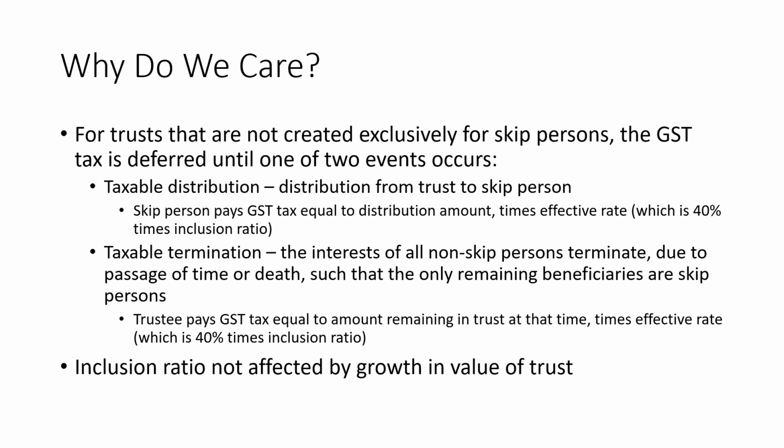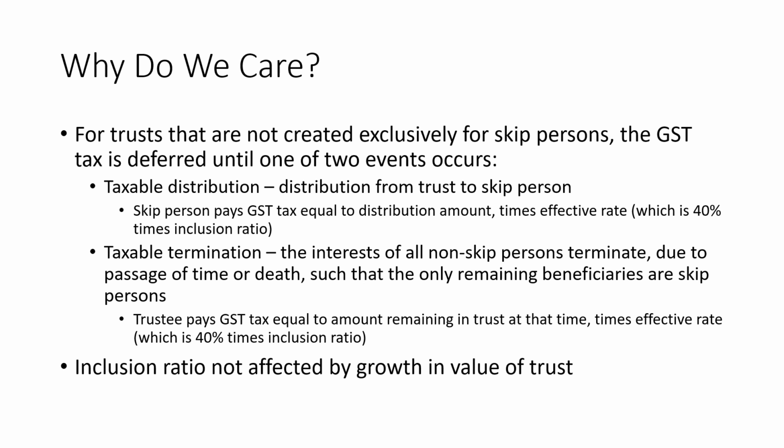Well, for trusts that are irrevocable and not created exclusively for skip persons, which would describe a lot of multi-generational dynasty type trusts, what happens is that the GST tax is deferred until you know exactly how much is going to a skip person. So you have to have one of two events occur in order to reach that point. One is a taxable distribution, which is simply a distribution from the trust to the skip person. And the second is a taxable termination, which is a point in time where the interest of all non-skip persons terminate, either due to death or due to the passage of time, and the only remaining beneficiaries at that point would be skip persons.